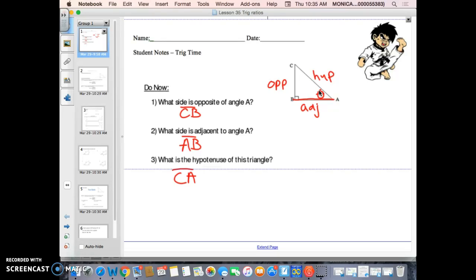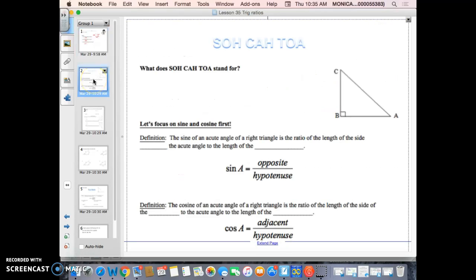Having reviewed that, that's going to be extremely important for what we're going to learn today. We're going to learn SOHCAHTOA. You might have heard this before. What does SOHCAHTOA stand for?